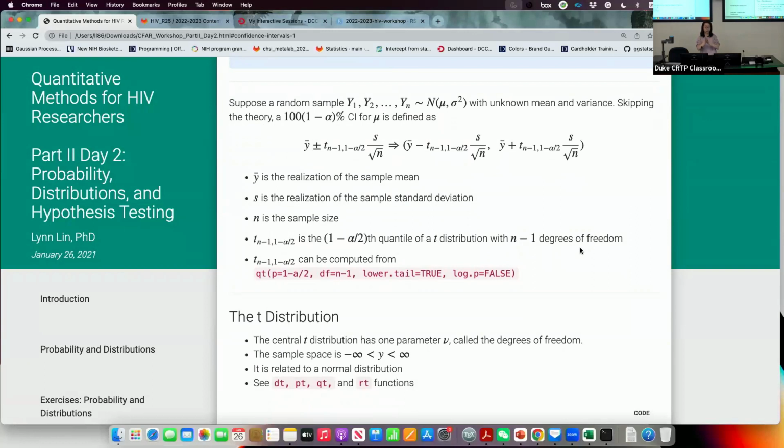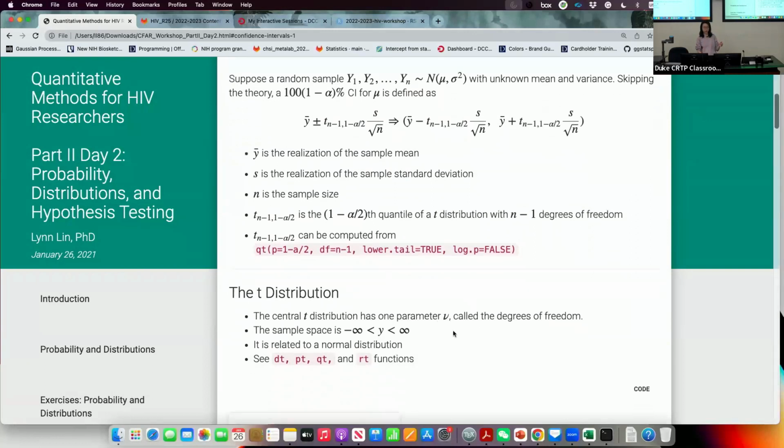Yes, right. The t distribution is similar to the normal distribution. The only difference is that the t distribution has a heavy tail. It has one parameter called the degrees of freedom. The smaller the degrees of freedom, the heavier the tail. For example, if I set the degrees of freedom to be close to infinity, it is going to be a normal distribution. So the larger the degrees of freedom, the closer to the normal distribution.